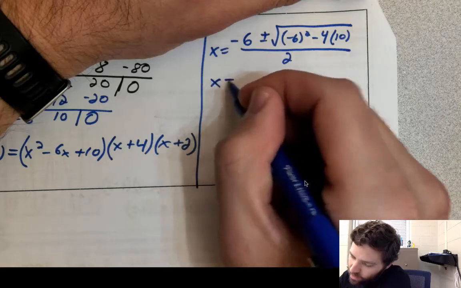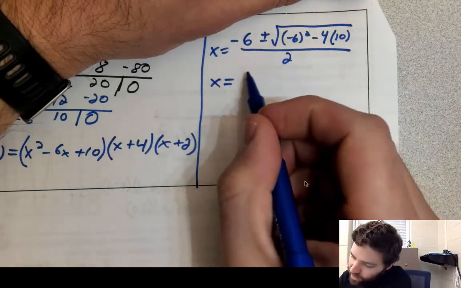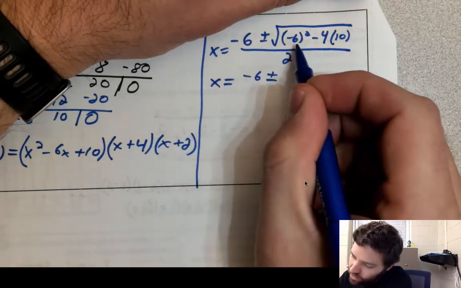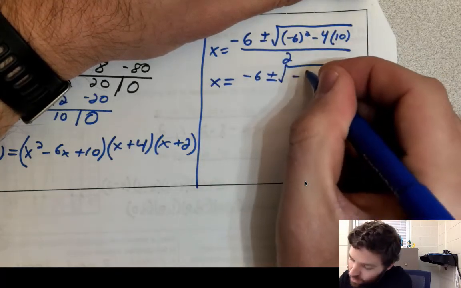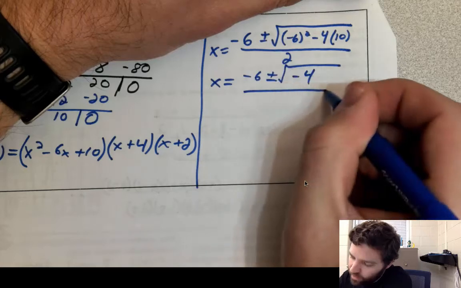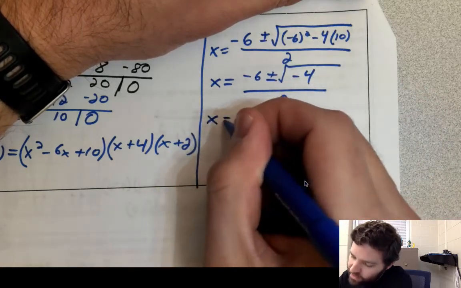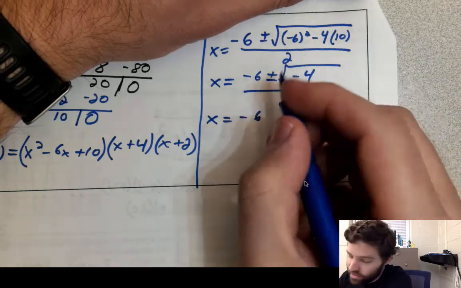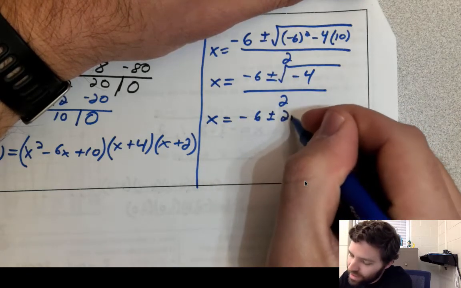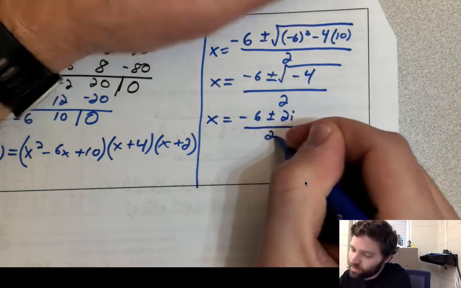So x is going to equal 6 plus or minus the square root of 36 minus 40. That's -4. Okay, all divided by 2. And so this gives me 6 plus or minus, the square root of -4 is going to be 2i, all divided by 2.